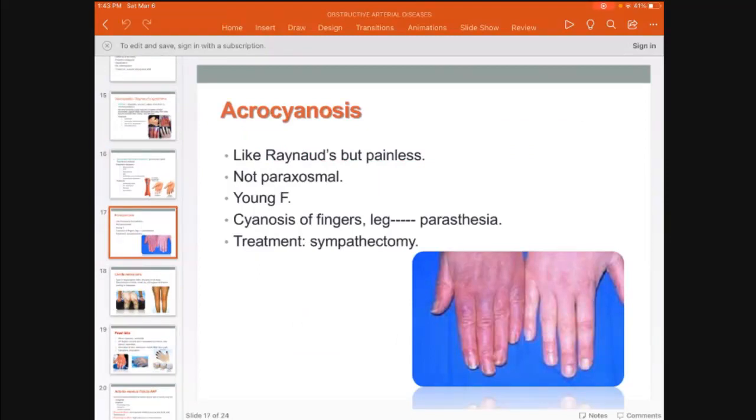Another condition is acrocyanosis. Acro means the extremities, cyanosis is bluish discoloration of the extremities. This is like Raynaud, but differs from Raynaud: there it is painful, here it is painless, not paroxysmal, meaning it is continuous. It also affects young females, with cyanotic fingers and paresthesia, and should be treated by sympathectomy.